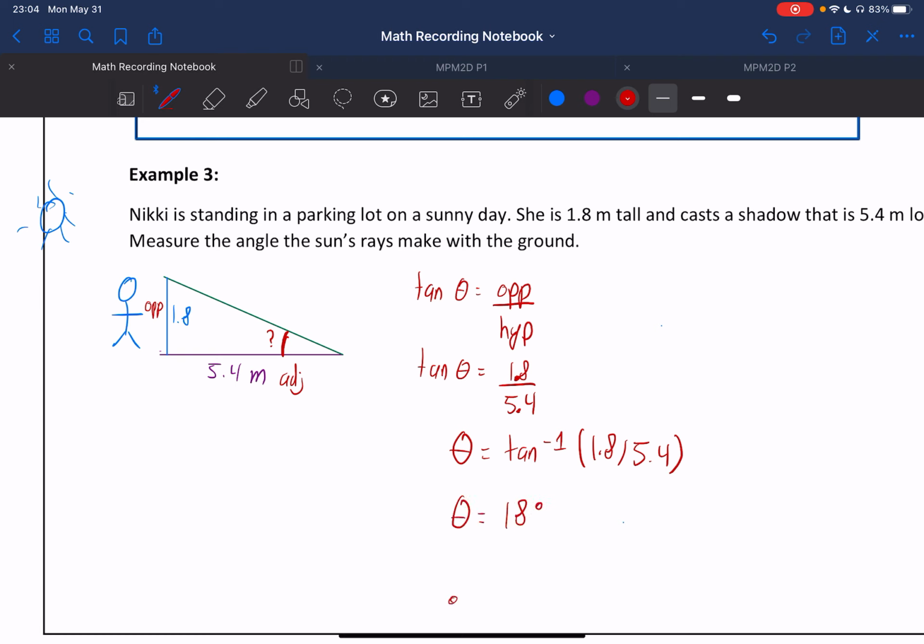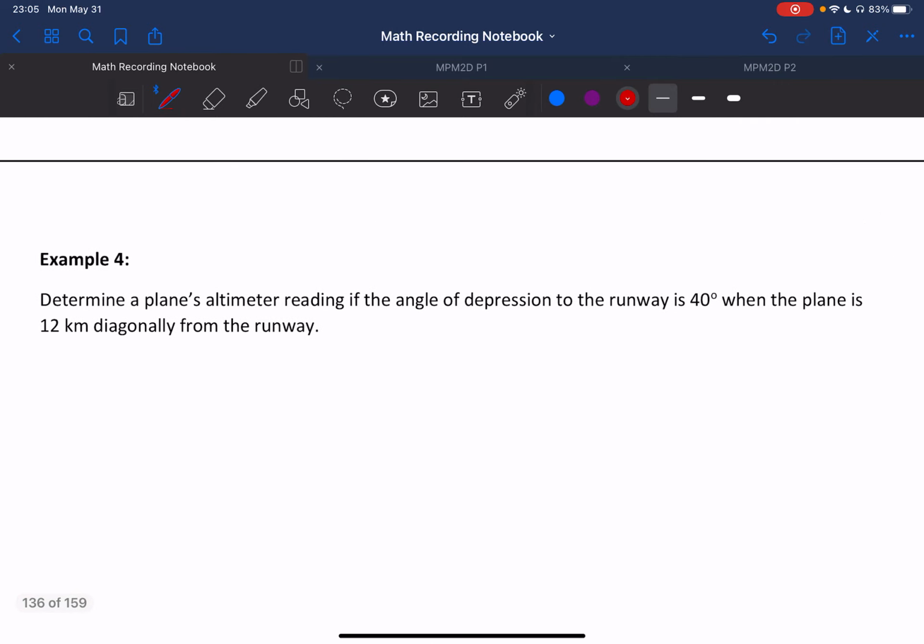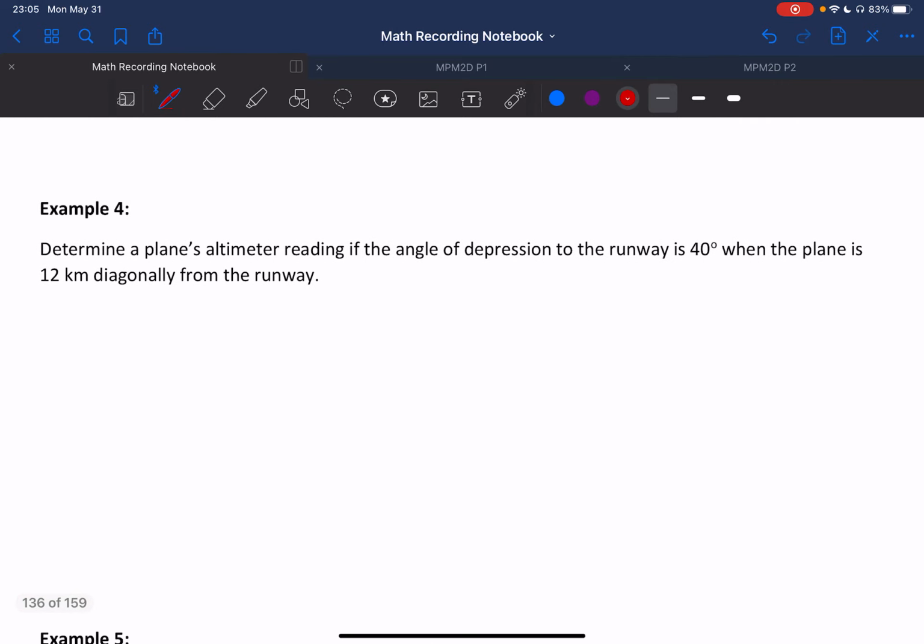degrees. So therefore, the angle is 18 degrees. That was a terrible eight. Let me fix that. So that's our first example of a problem-solving question that you would get with trig, primary trig ratios. Here's another one.